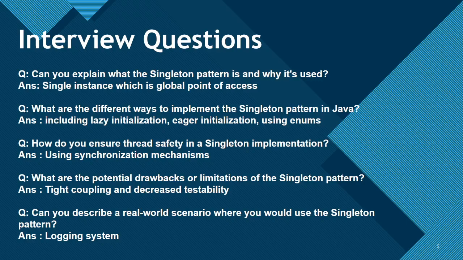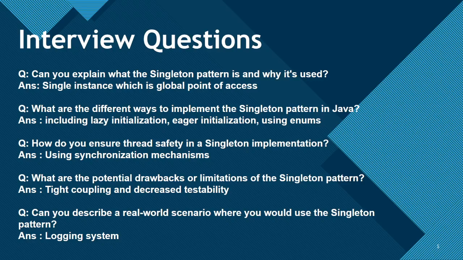Second question is, explain the different ways to implement singleton pattern in Java. The singleton pattern can be implemented in various ways in Java, including lazy initialization, eager initialization, using enums, or by using statics. Lazy initialization involves creating the instance only when it is first required, while eager initialization creates the instance at the time of class loading. Enum provides a concise and thread-safe way to implement singleton.